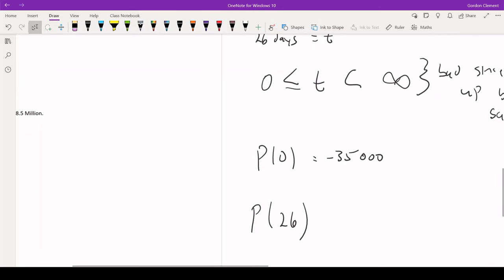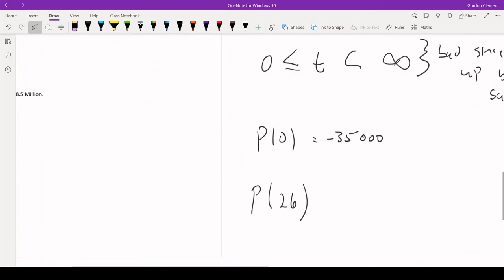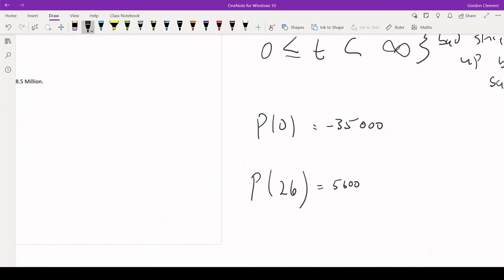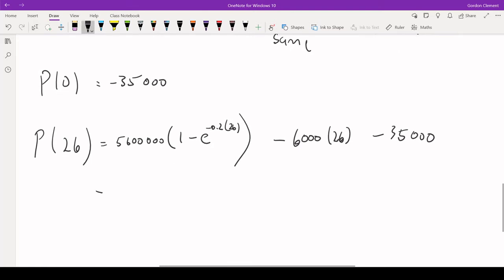So as long as we can be profitable at 26 days, that should be the best option. So we get 5.6 million times 1 minus e to the minus 0.2 times 26. And then we have to subtract 6,000 times 26 and subtract the 35,000. I believe that's what we get.